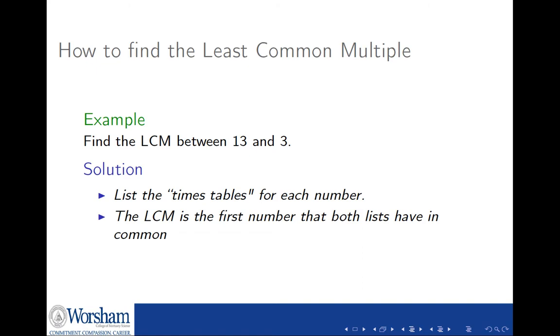Now, this one I'm going to have you do on your own. Find the least common multiple between 13 and 3. I will say this: your answer is going to be 39, but it's up to you to figure out why it's 39. Repeat the process that we did in the last couple of problems, and you'll see that 39 is the smallest number in both of those times tables.